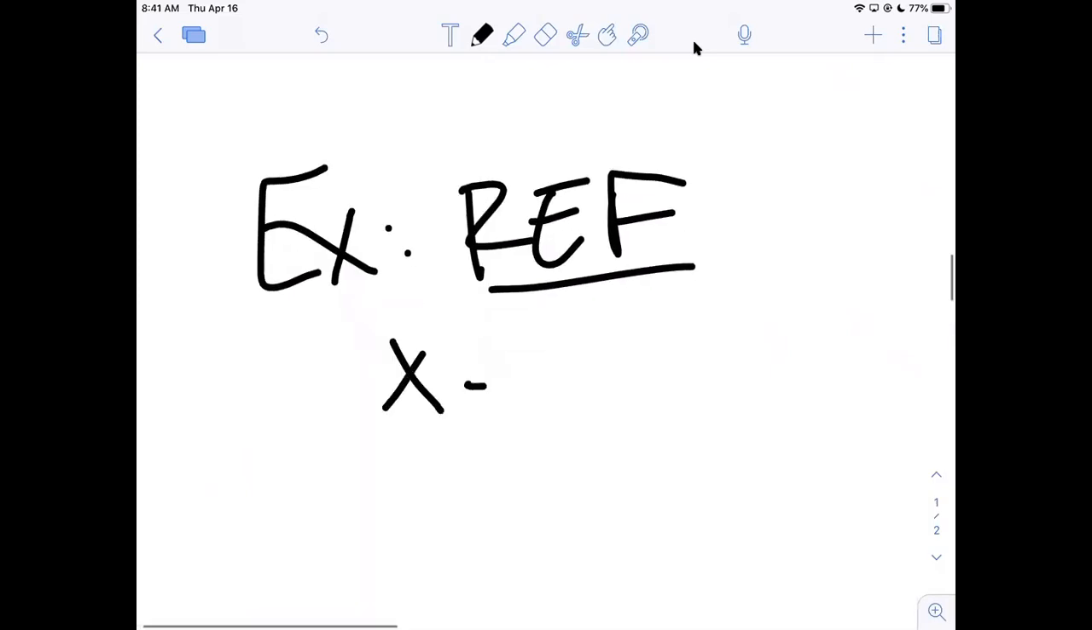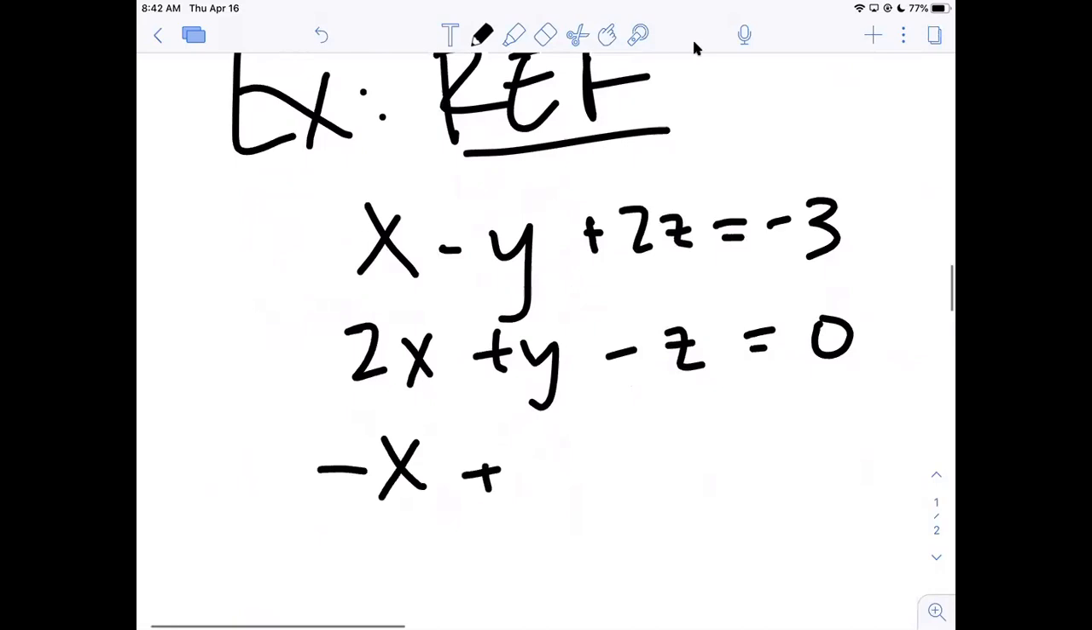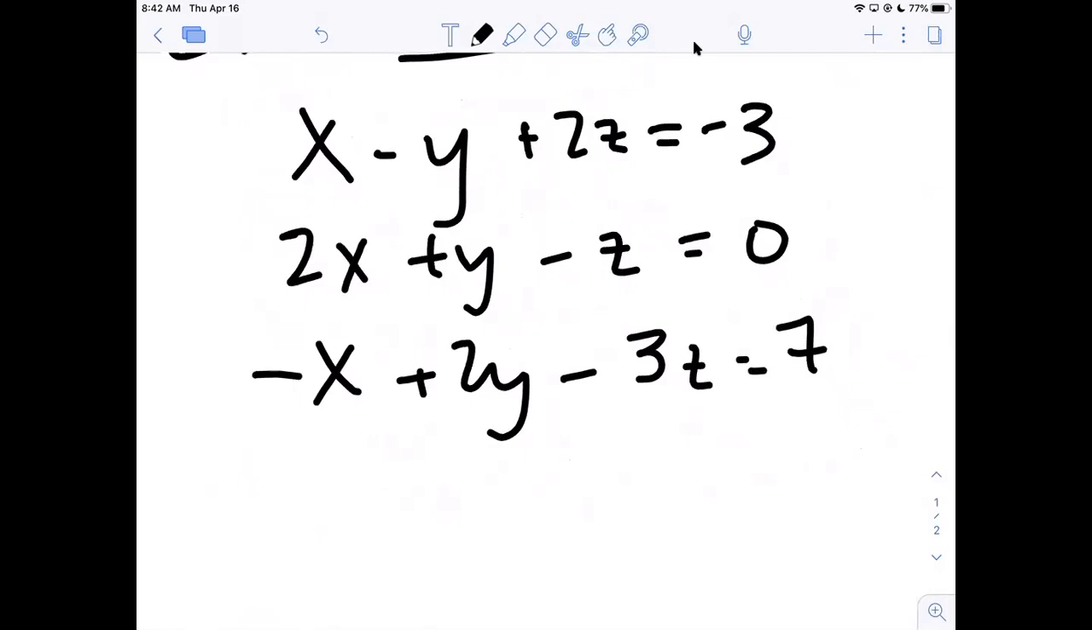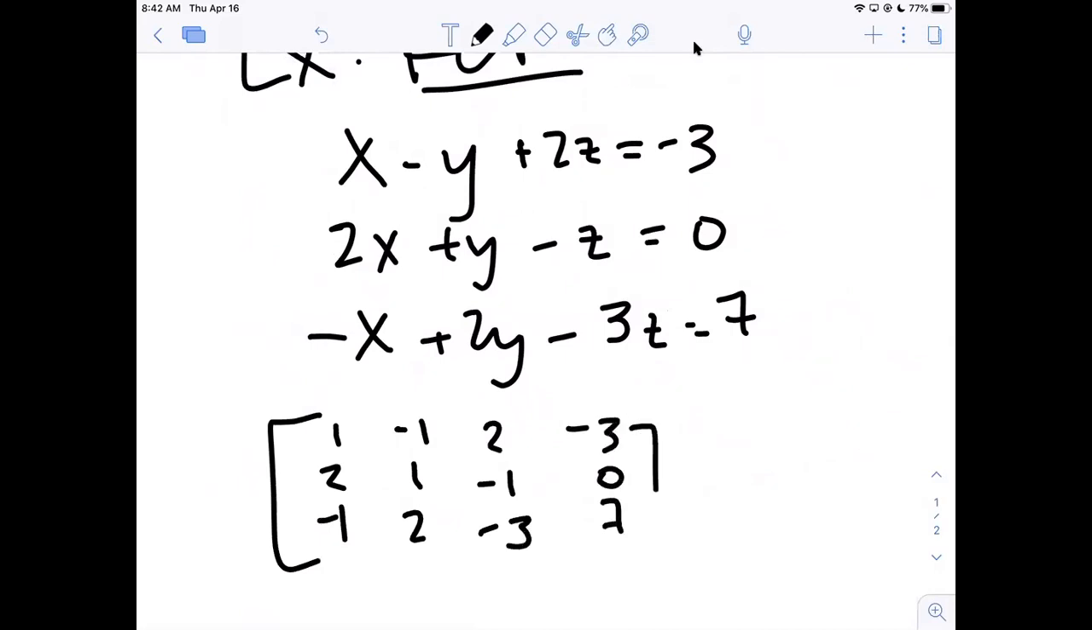So I would give you 3 equations, y minus x plus 2z equals -3, 2x plus y minus z equals 0, -x plus 2y minus 3z equals 7. Okay. So if I'm going to put this in my calculator, I need to first find its augmented form. So I've got 1, 2, -1, -1, 1, 2, 2, -1, -3, -3, 0, 7. I'm literally going to go to the calculator, type this in. What kind of matrix is it? A 3x4. And I'm going to go and press the button that says REF.